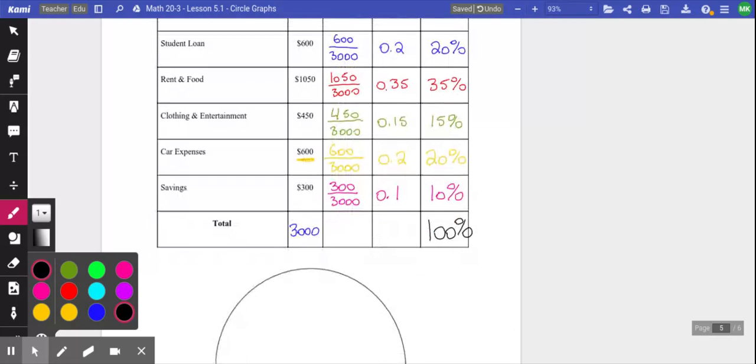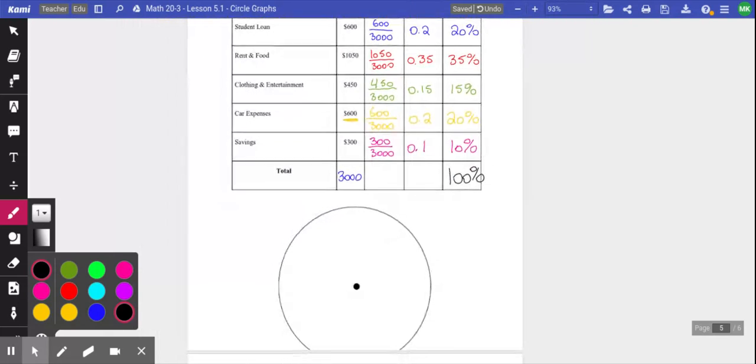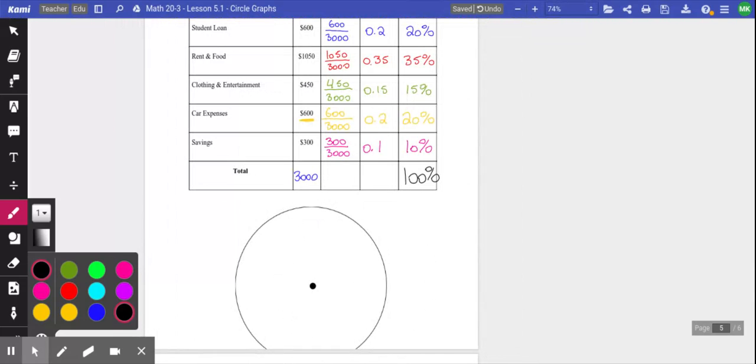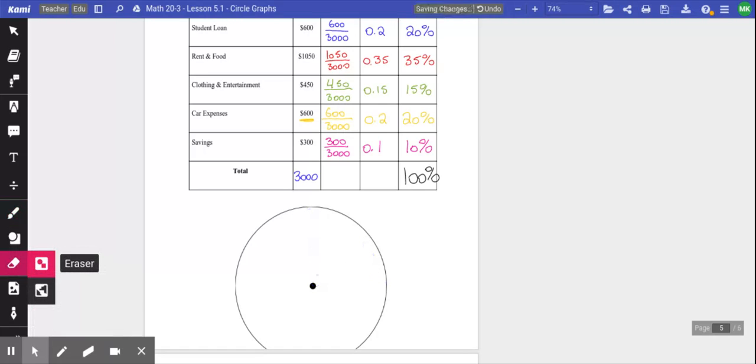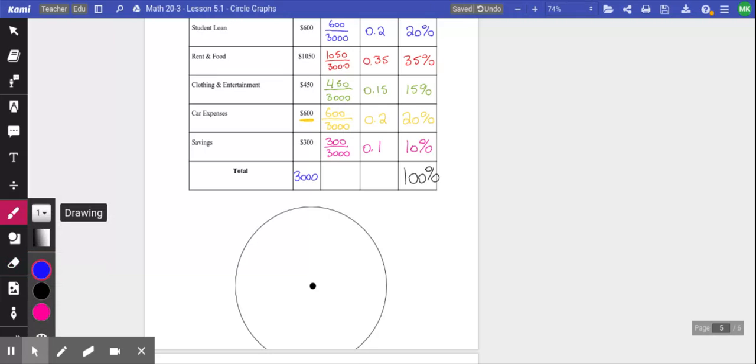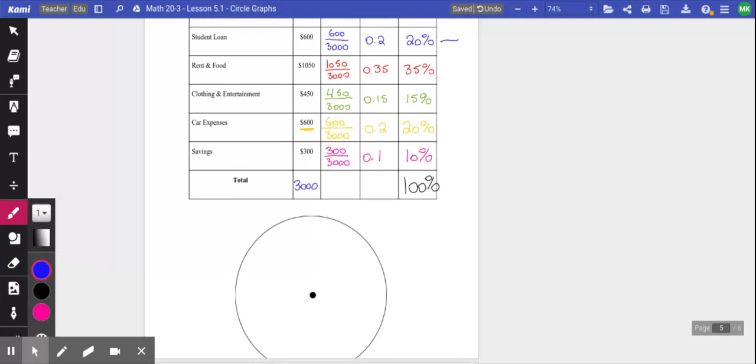If I wanted to put this on a chart, on a circle, I'd like to picture things as quarters, right? I know that this would represent 25%. So the very first thing I want to do is my student loans, which is 20%. So that means I want to be less than a quarter. I want to be about there. That represents 20% for my student loan.